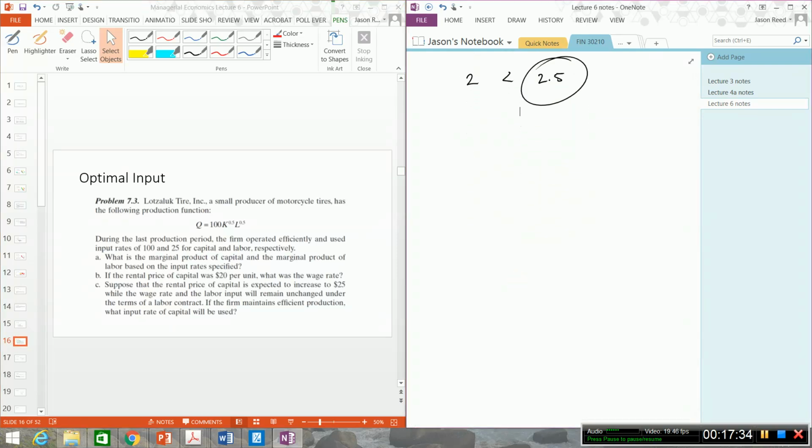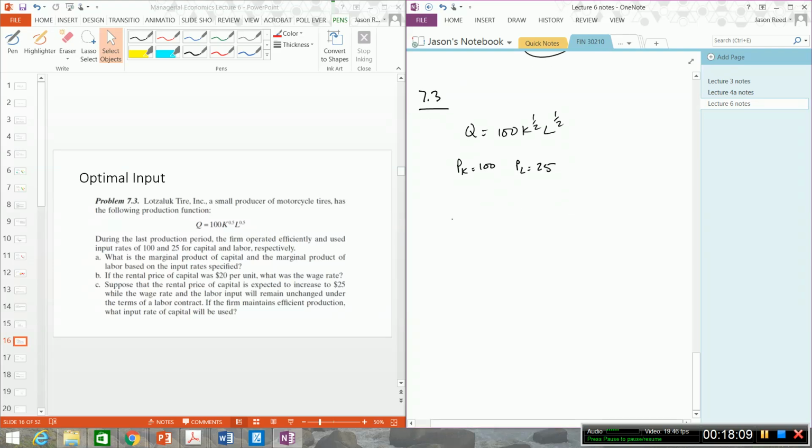Okay, and so we have another problem here. Problem 7.3 is going to look at this in a very similar way. We have a production function Q equal to 100 K to the 1/2, L to the 1/2. During the last production period, the firm operated efficiently, and I think that's important. It used input rates of 100 and 25 for capital and labor, so P sub K is equal to 100, P sub L is equal to 25. What is the marginal product of capital and the marginal product of labor based on the input rate specified?